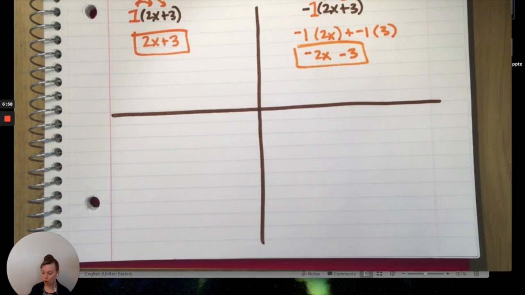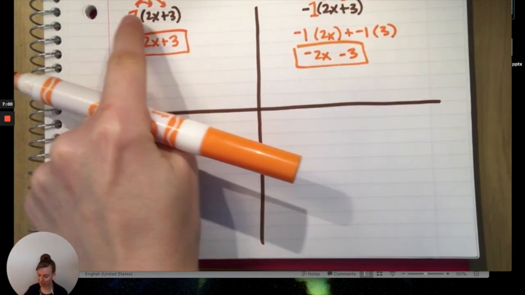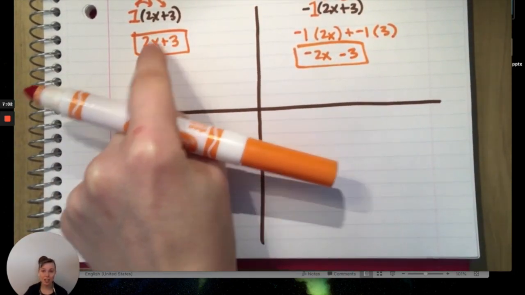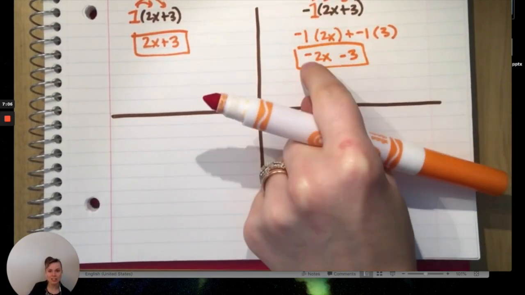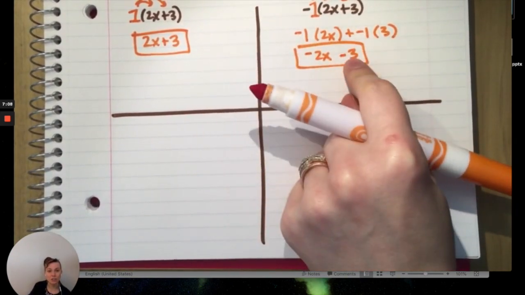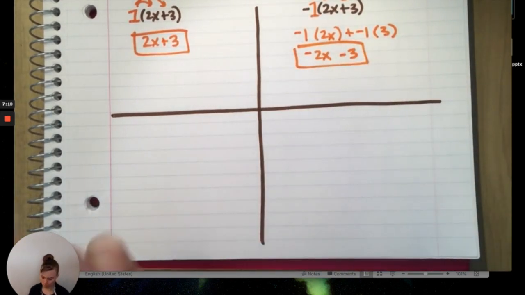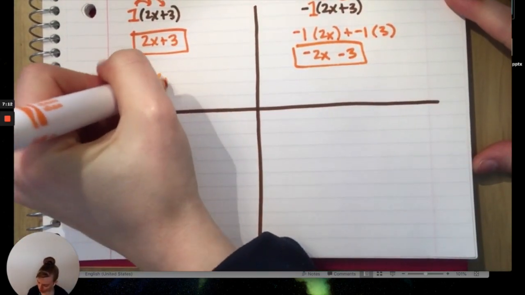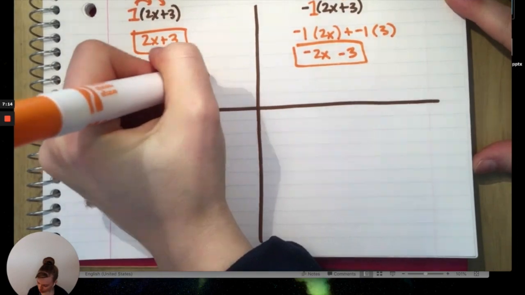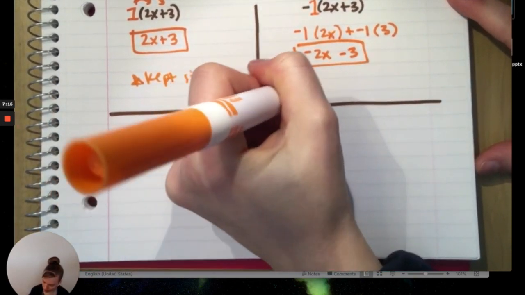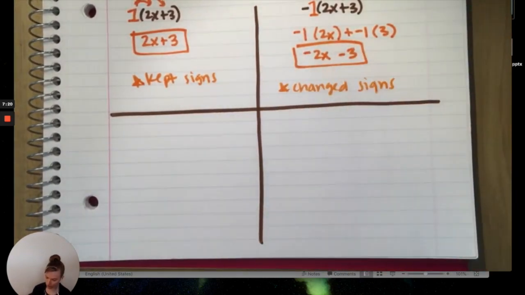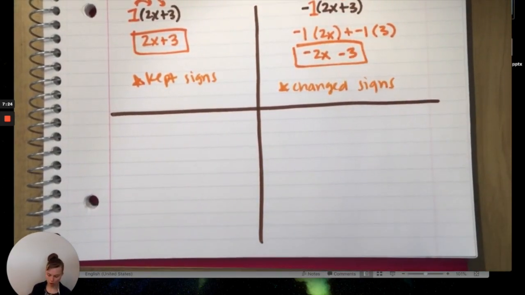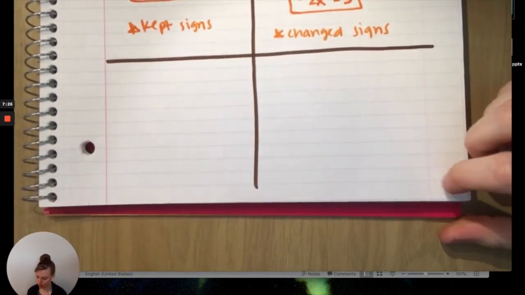All right, so notice how this positive 1 keeps the signs, the positive 2x, positive 3. The negative 1 makes the opposite sign, so it's a negative 2x and a negative 3. All right, so this one I kept signs. This one I changed signs. Whoop, gonna mark my nail up. All right, and then 2 more examples.